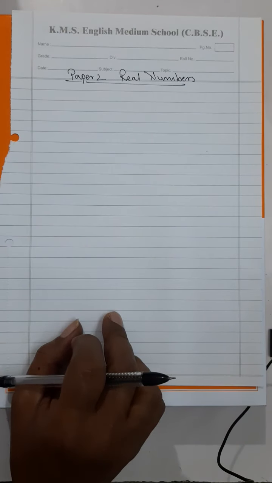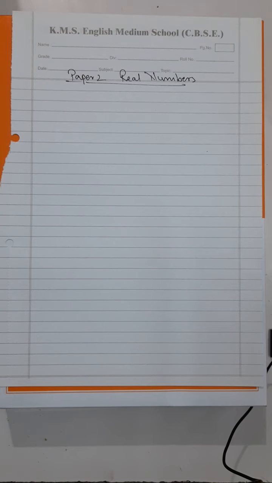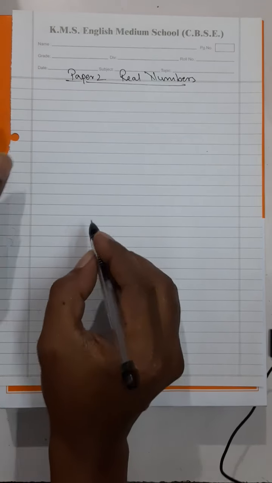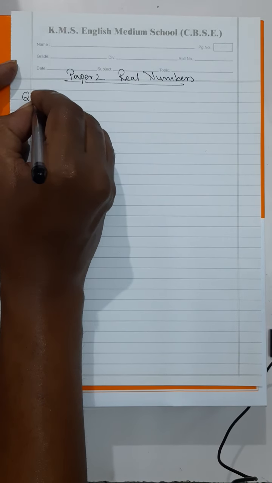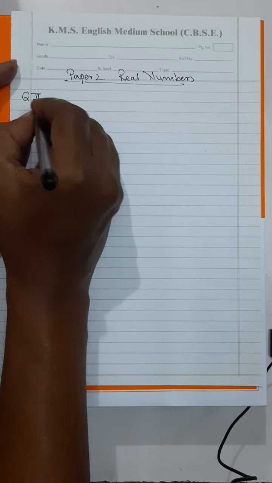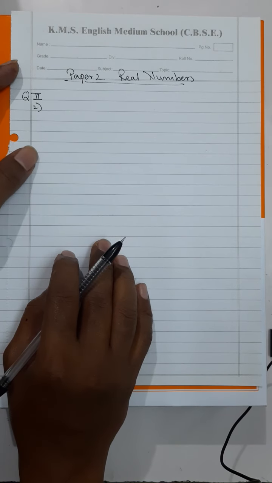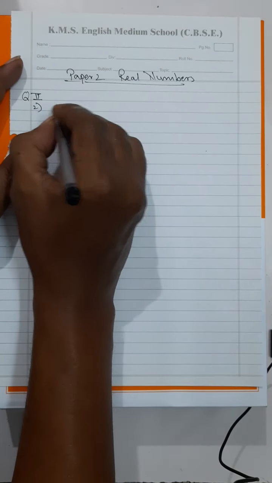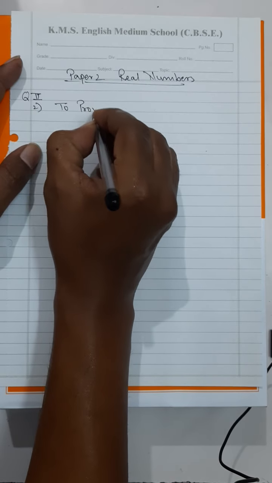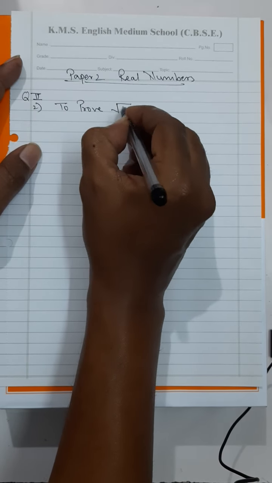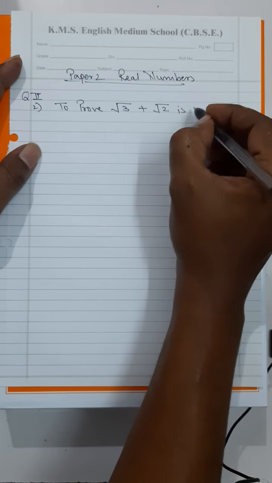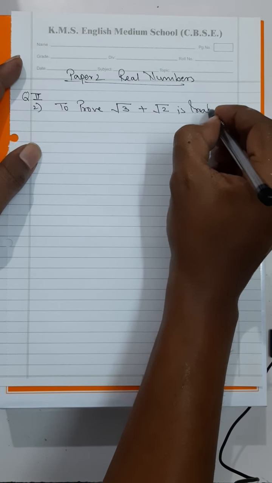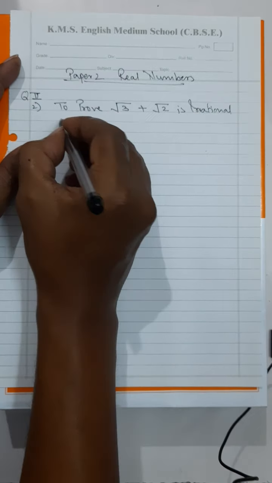Actually, I have to solve some important questions that were there in question paper 2, real numbers. One of the very important questions is when they asked you to prove, question number 2, sub question 2: prove that root 3 plus root 2 is an irrational number.